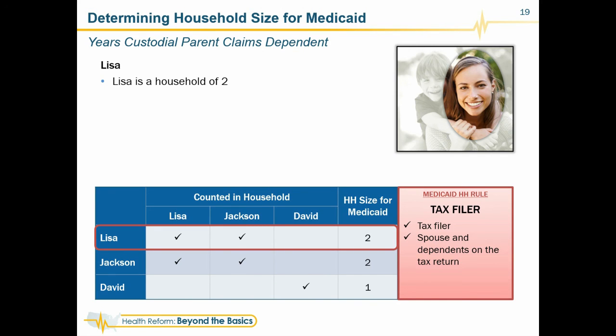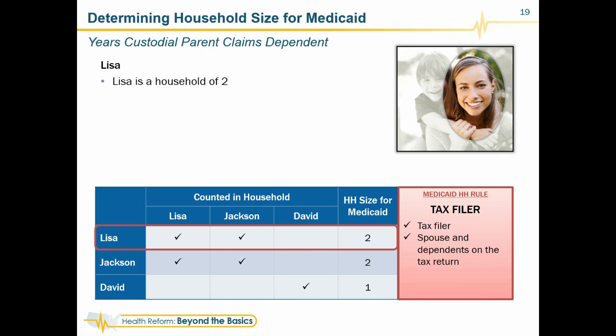Okay, so for this family, we've said that every other year, the non-custodial parent, David, is going to claim Jackson. So let's start with the custodial parent. In the years that Lisa claims her son, we're going to look at Lisa's household.